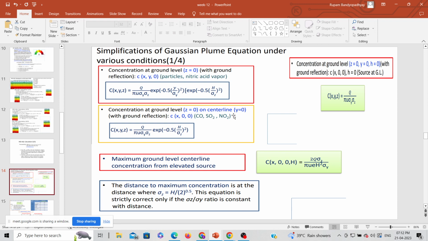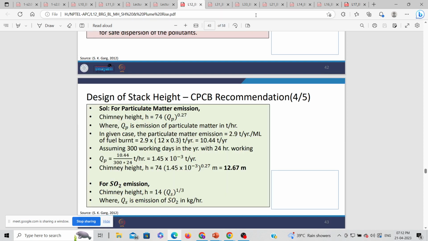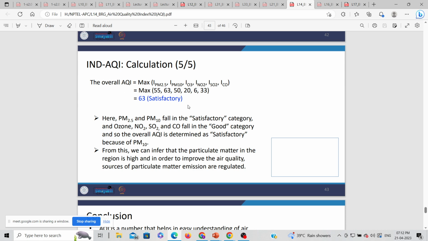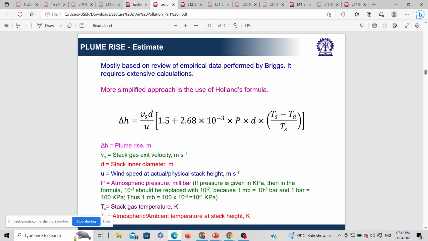This is for ground level concentration, and for the center line, y will be 0. If you want to calculate the concentration at the ground level and at the center line of the plume, then y will be 0. If it is not on the center line, then y is not 0. Let me show you.